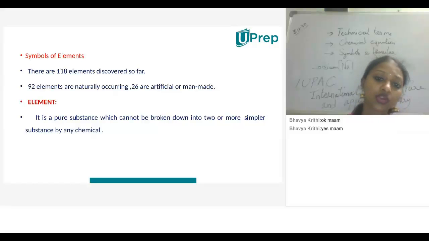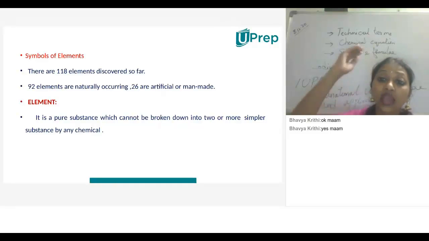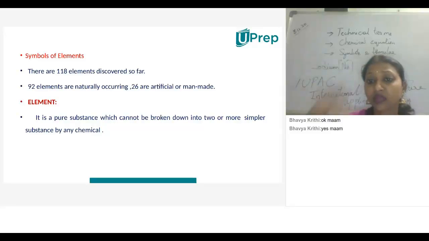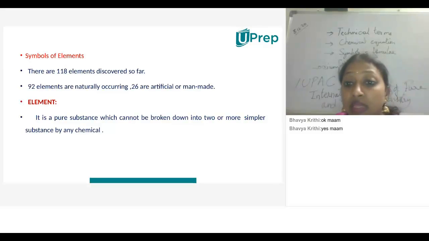Yes, ma'am. So the next important thing: what do you mean by element? Elements are pure substances. We have 118 elements which are very much pure, so that's why they are placed in the periodic table. These elements cannot be broken down into two or more simpler substances by any chemical means. That means if I break iron, only iron atoms are present. When I break the iron element, I'll get only iron atoms. No other elements can be present. That means these elements are very, very pure.